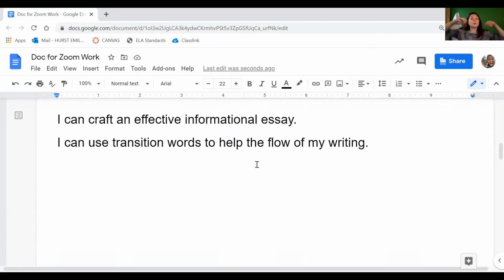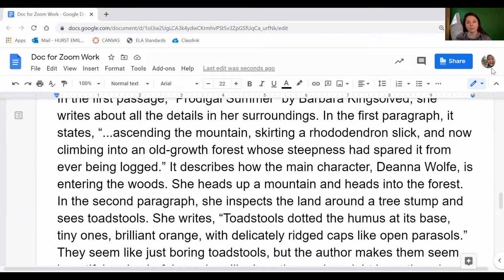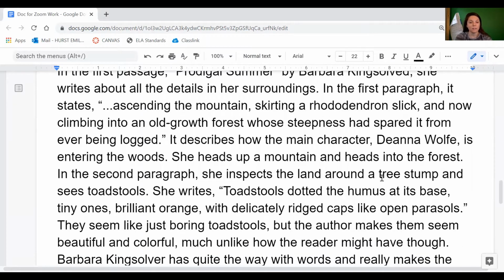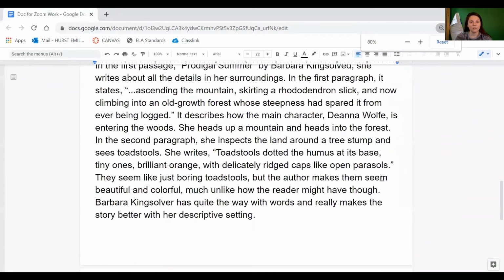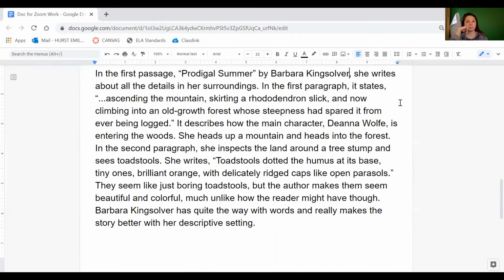Awesome. So today we're going to be crafting an effective informational essay and use transition words to help the flow of my writing. So what I've got is an essay paragraph. Hopefully we can see all of it at some point. What I want you to do right now is highlight any transitions that you see in this model paragraph. It is by no means a perfect paragraph. It also has nothing to do with what we've been learning. But I want you to highlight all of the transitions that you see.